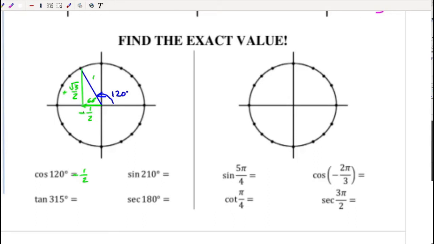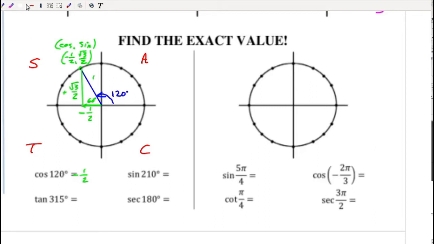If you want to remember what this actually means, this is the coordinate negative 1/2, root 3 over 2, and from there figure out this is cosine and sine. Or you can also use the mnemonic that we talked about: All Students Take Calculus. In this case, sine is the only thing that's positive in this quadrant, so cosine must be negative. You can remember it that way as well. It just depends which makes more sense to you, which you want to use.